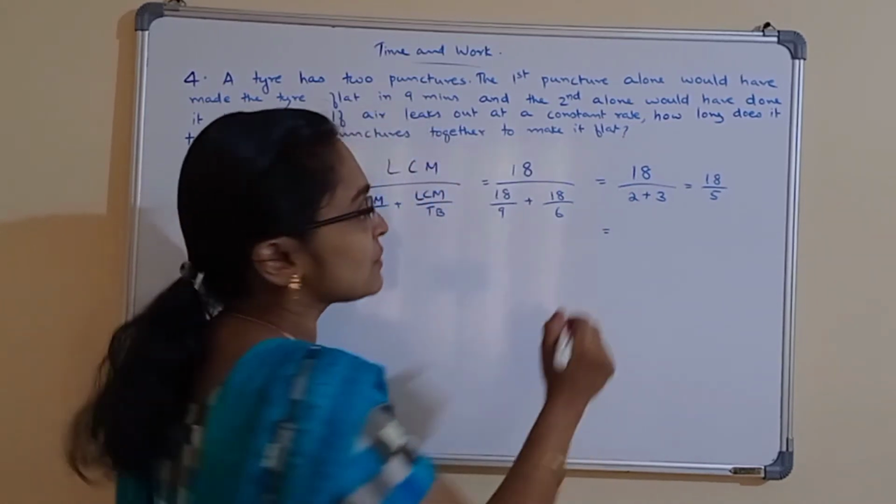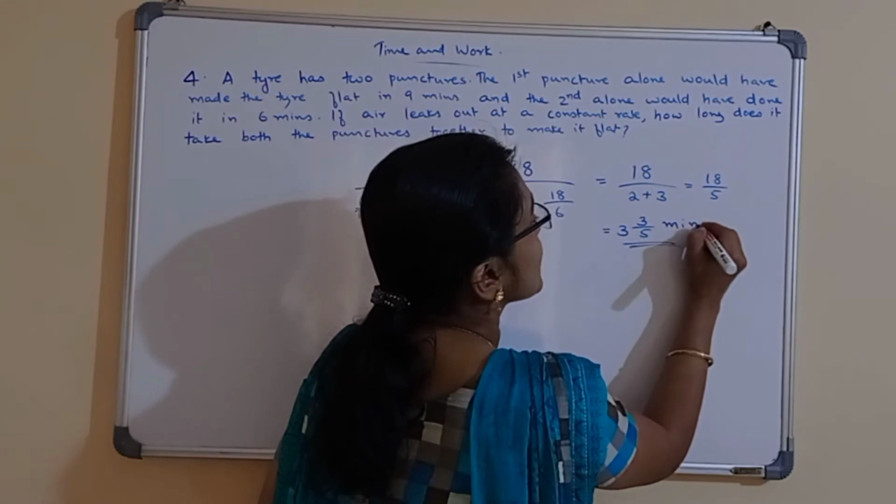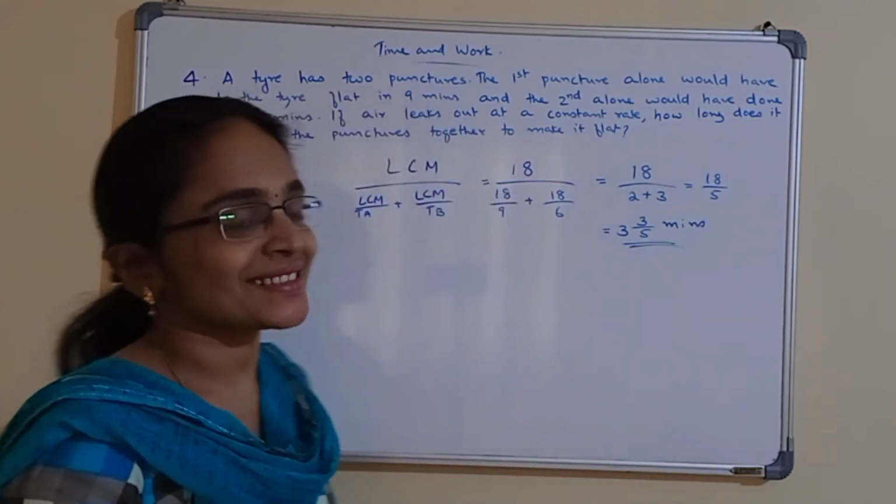And what is 18 by 5? 3 3 by 5 minutes. So 3 3 by 5 minutes is the answer.